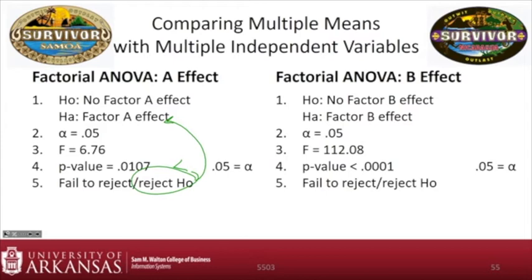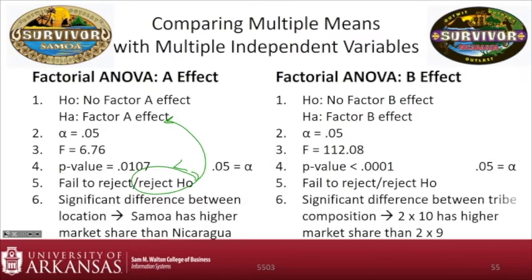For factor B, we're going to look at the tribe composition. The P value is smaller. We're going to reject our null hypothesis. We're going to say that factor B does have an effect. There's a significant difference between our tribe composition.